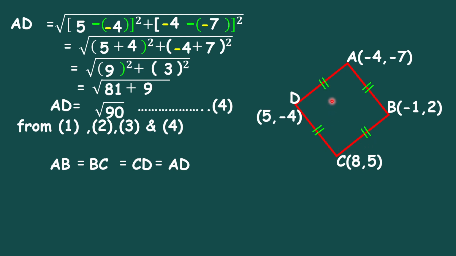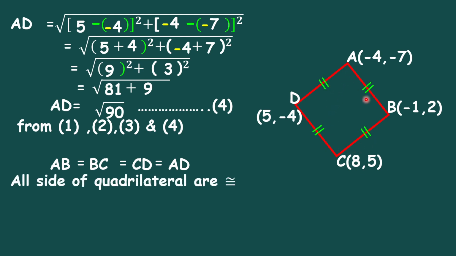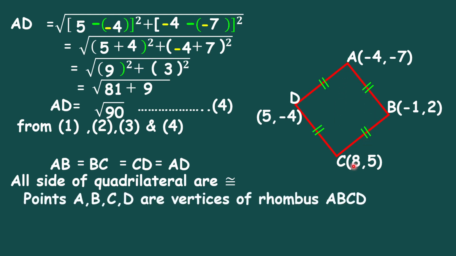That means all sides of quadrilaterals are congruent to each other. Therefore, by the definition of rhombus, we say that quadrilateral ABCD is a rhombus. Therefore, point ABCD are the vertices of rhombus ABCD.